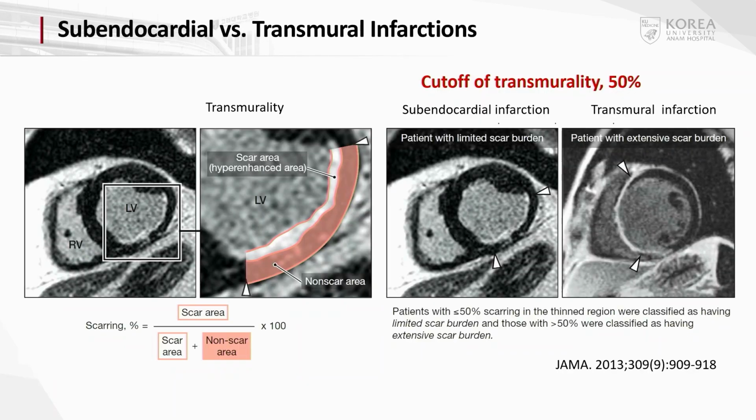Myocardial infarction usually starts in the subendocardium and progresses toward the epicardium. So LGE allows us to distinguish between subendocardial and transmural infarction. The cutoff for differentiating between them is usually set at 50% of the wall thickness of the myocardium.